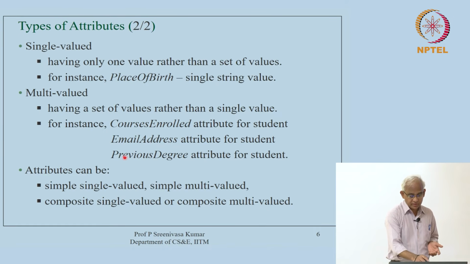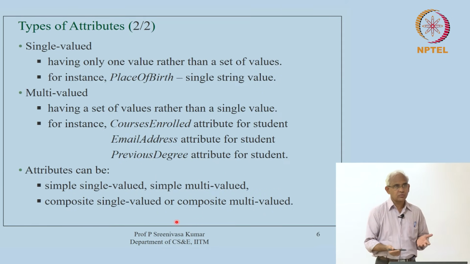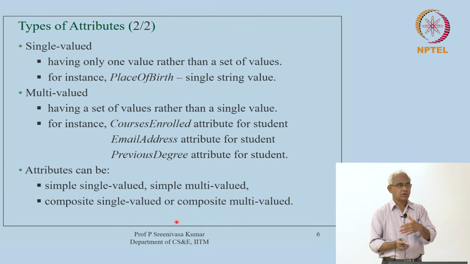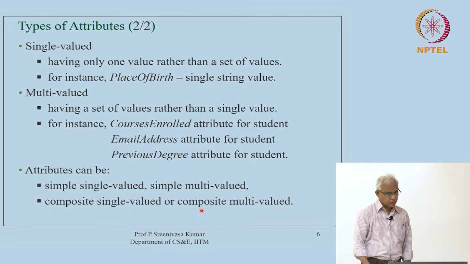For example, the previous degree attribute of a student is actually multivalued and is also composite. It is composite because each degree has components in it: what is the name of the degree, what is the year in which it was granted, who granted that degree. It is naturally multivalued. So, it is a composite multivalued attribute. Okay. So, are there any questions now?